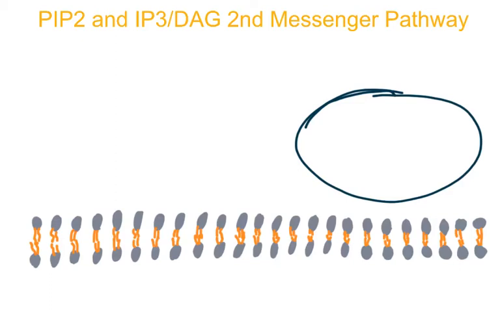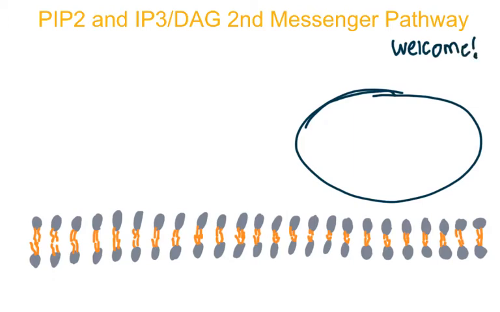Alright guys, welcome back to Underground Science, and in this video we'll be talking about phosphatidylinositol 4,5-bisphosphate, also called PIP2, inositol 1,4,5-trisphosphate, also called IP3, and diacylglycerol, also called DAG, the second messenger pathway. Alright, so let's get started.